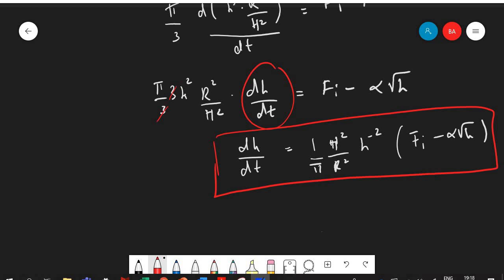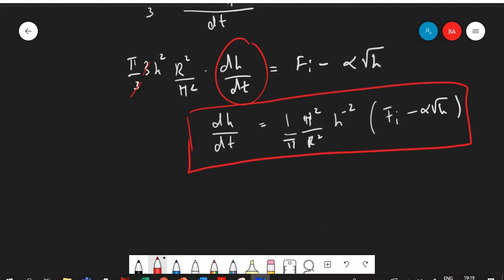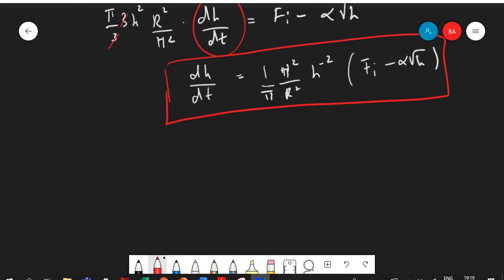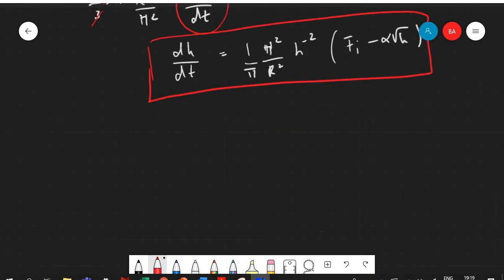So the whole idea of this problem is how to work on modeling the conical tank. So that is example 1 for the conical tank. That is the example for the conical tank. I hope that you have got the idea for the conical tank.